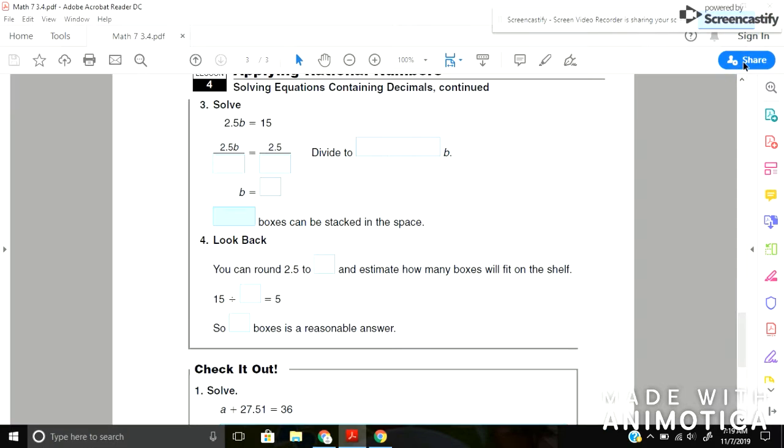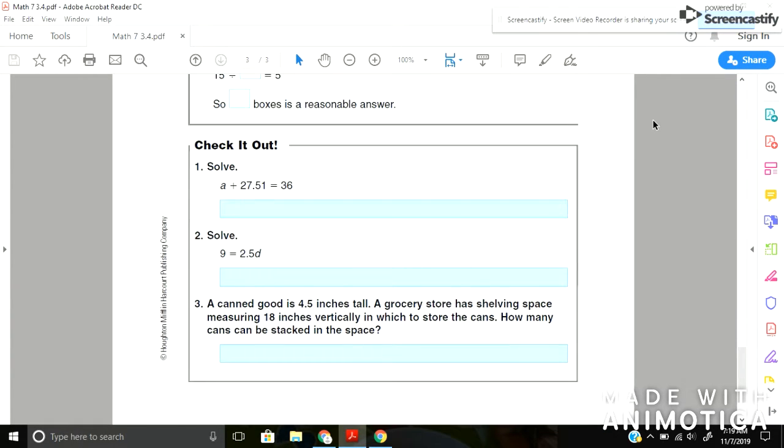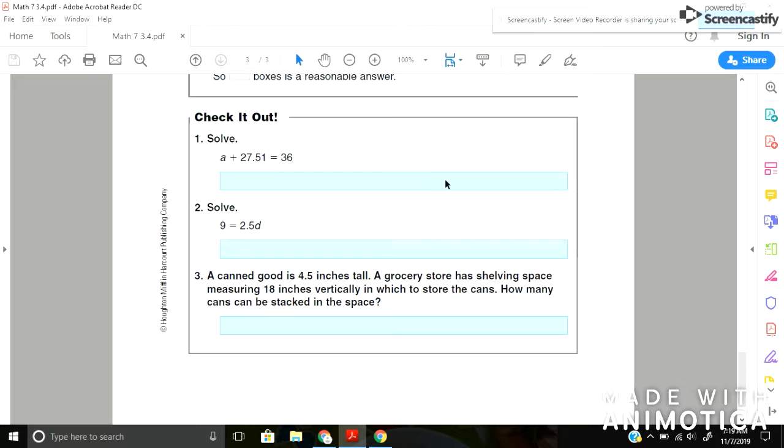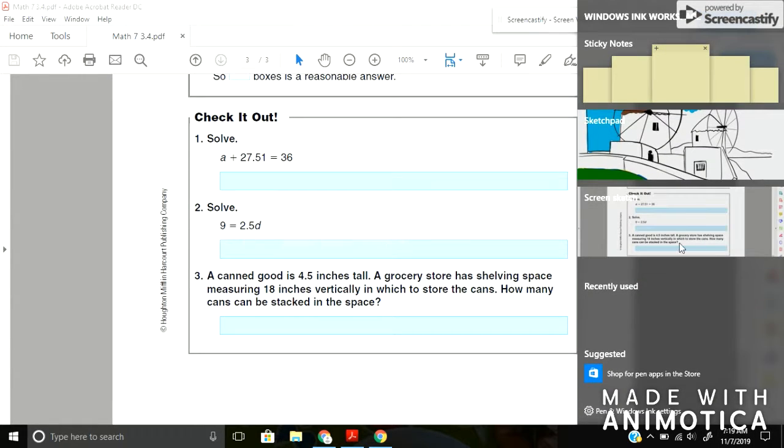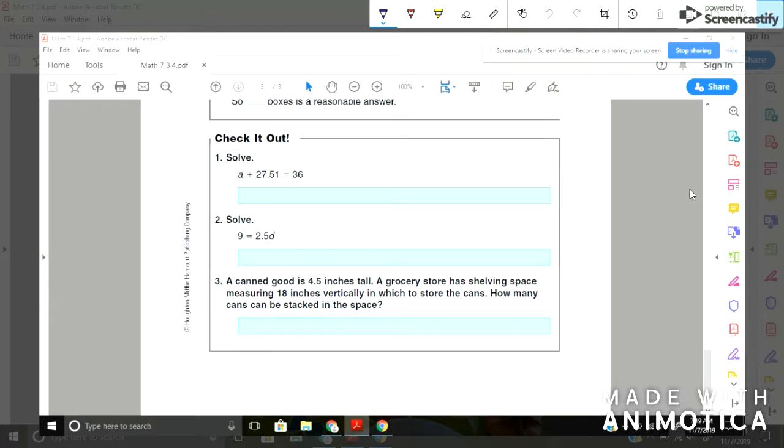I'll leave you with the last 3 Check It Out problems. Please make sure you're pausing the video, showing your work, and going through the steps, because that's what's going to make you better at this math. Do that now.